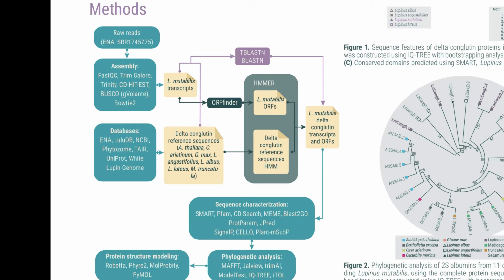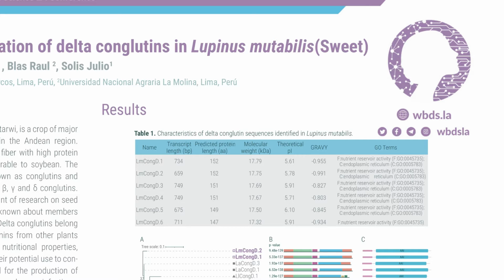For the phylogenetic analysis, protein sequence alignments were done using MAFFT. Then we used ModelTest, IQ-TREE, and iTOL to construct the phylogenetic tree. Lastly, 3D structure models were predicted using RoseTTAFold 2, and QMEAN, ProQ, and MolProbity were used to choose the best predicted model, and PyMOL to visualize the resulting protein structure.